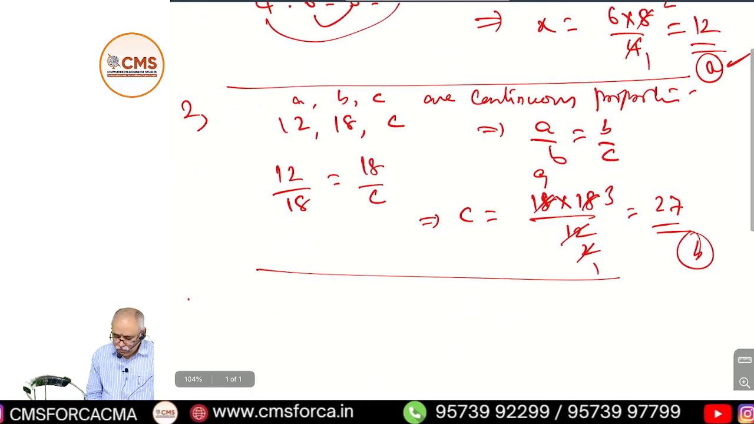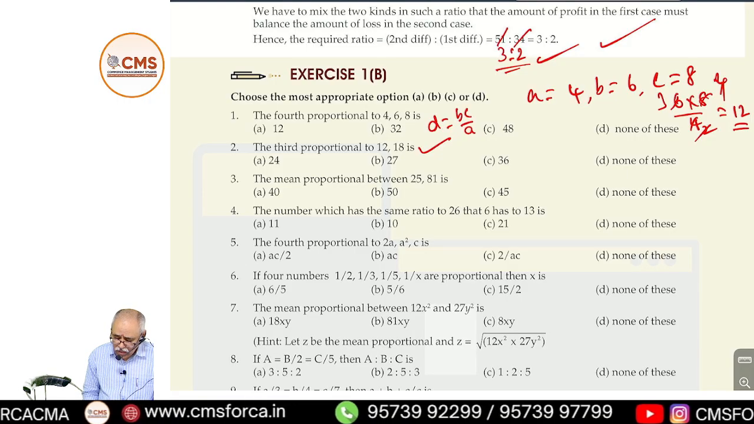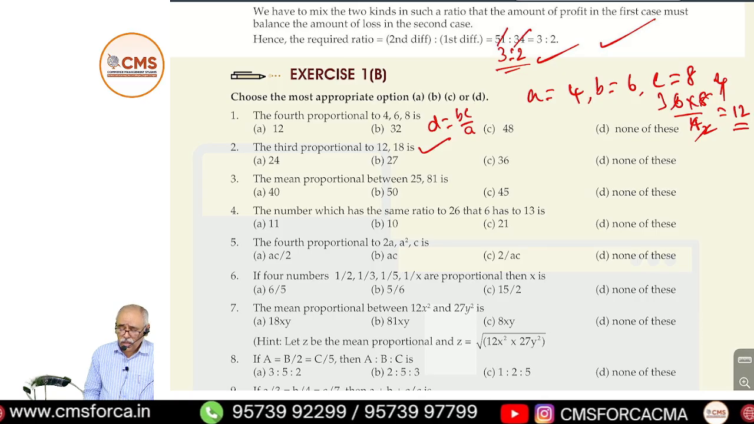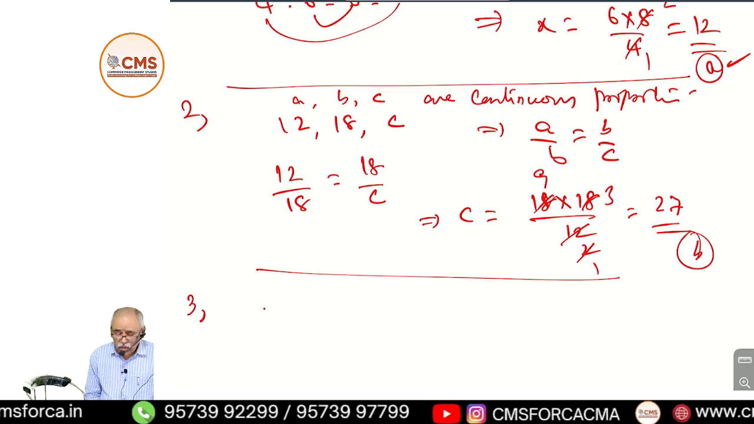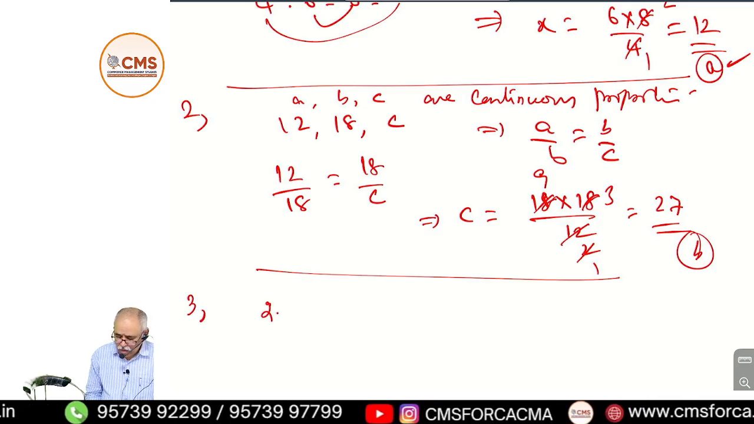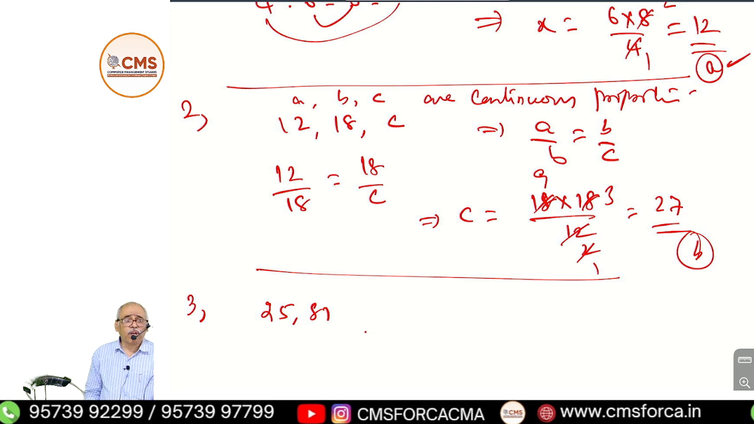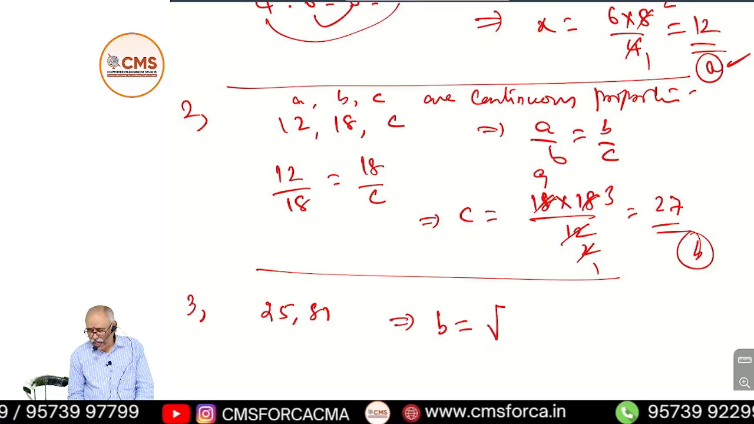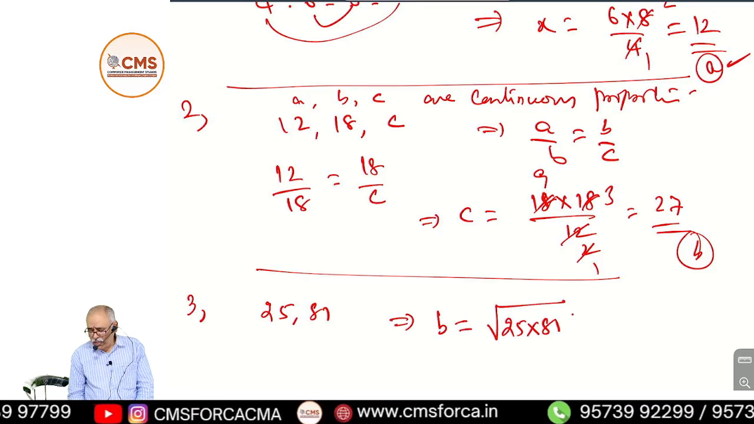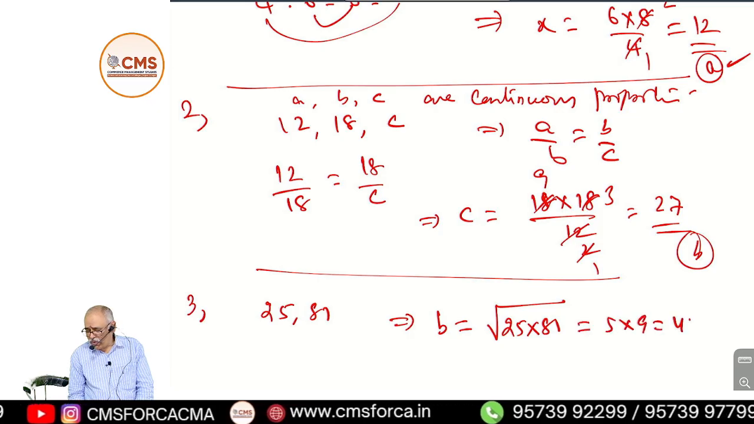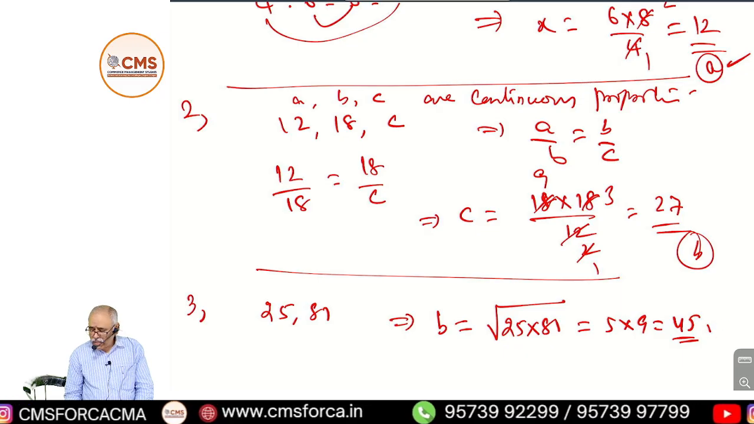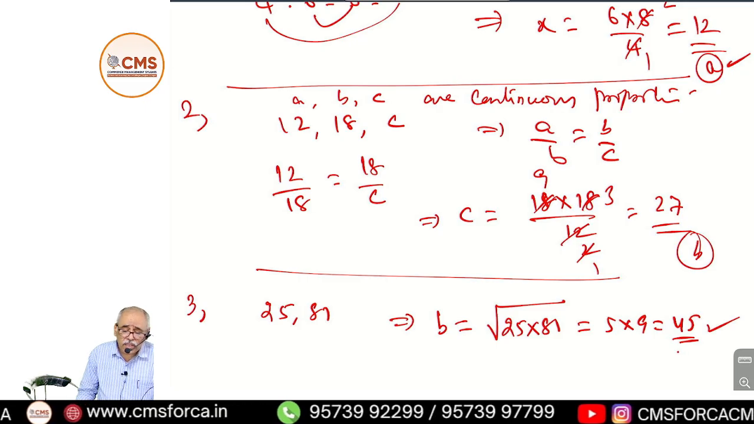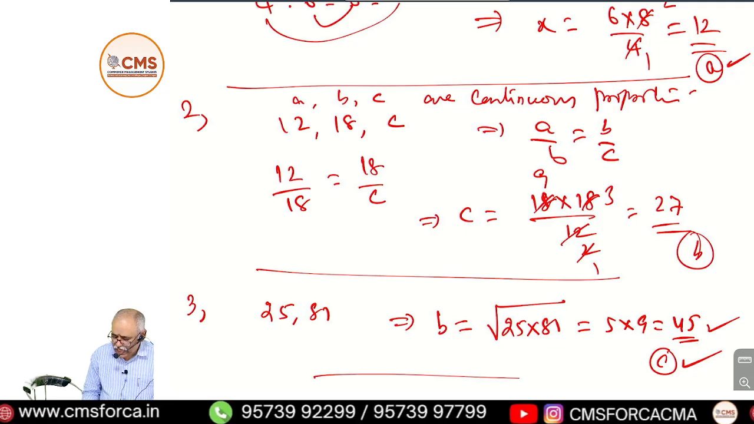Question number 3. Mean proportional between 25 and 81. What is mean proportional? B equal to root AC. So here B equal to root of 25 into 81, which is 5 into 9, 45. So the answer is 45. In which option is it there? Option C is there. So option C correct.